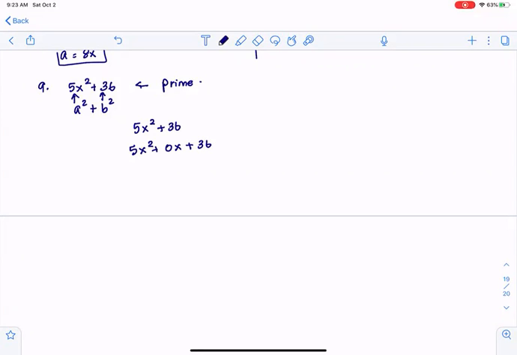5x squared plus 0x plus 36. Now, all I did is multiply 0 by x, and that would be 0. So all I did is rewrite 5x squared plus 36 as 5x squared plus 0 plus 36. Then I replaced the 0 by 0 times x. That's one and the same.